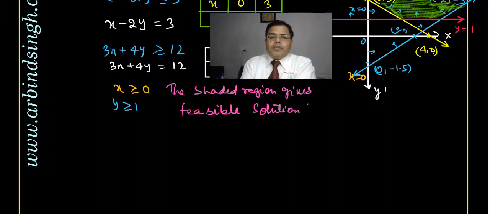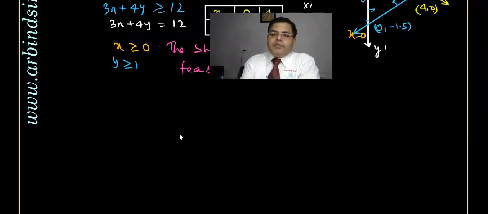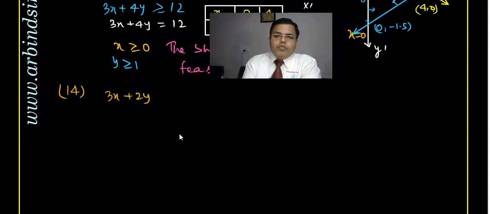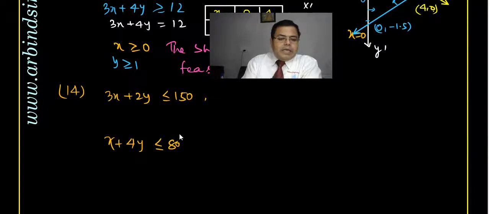Now 13 I am leaving for homework, and I am going to solve 14. This is slightly more equations. So let me write this question. Question 14: 3x plus 2y is less than 150. The second equation is x plus 4y is less than 80, right? And the third equation is x is less than 15, and the fourth one is y is greater than 0 and x is greater than 0. So these are a few equations which are given.